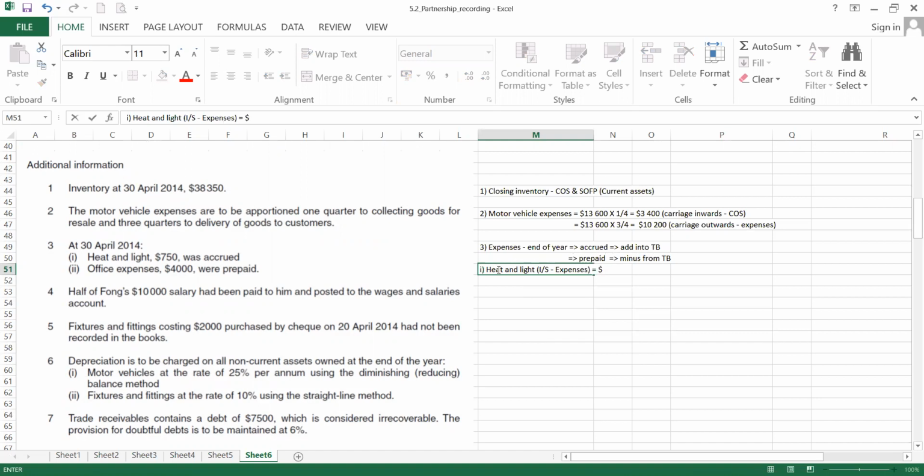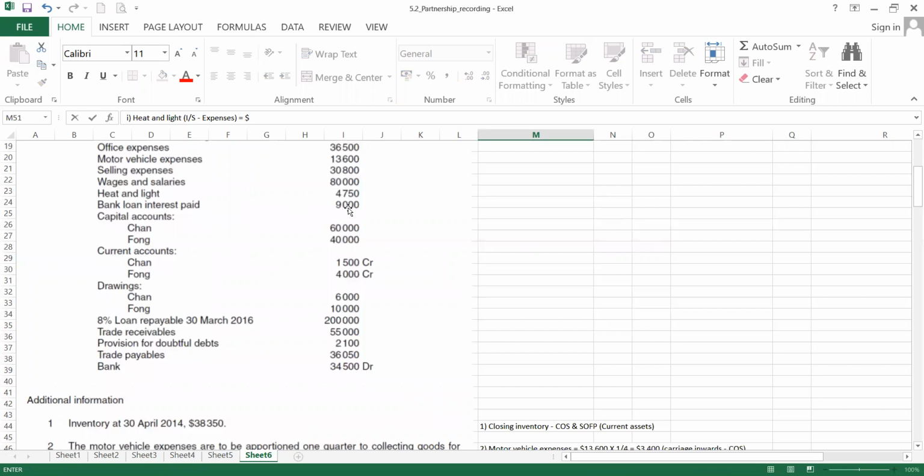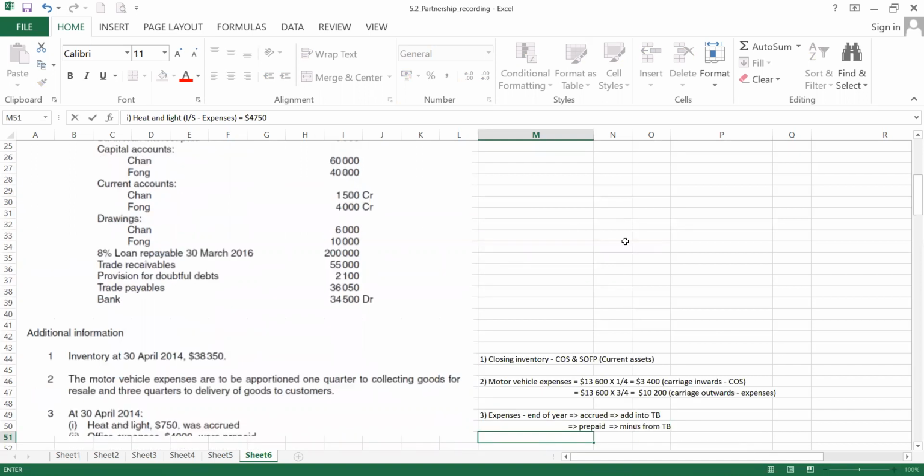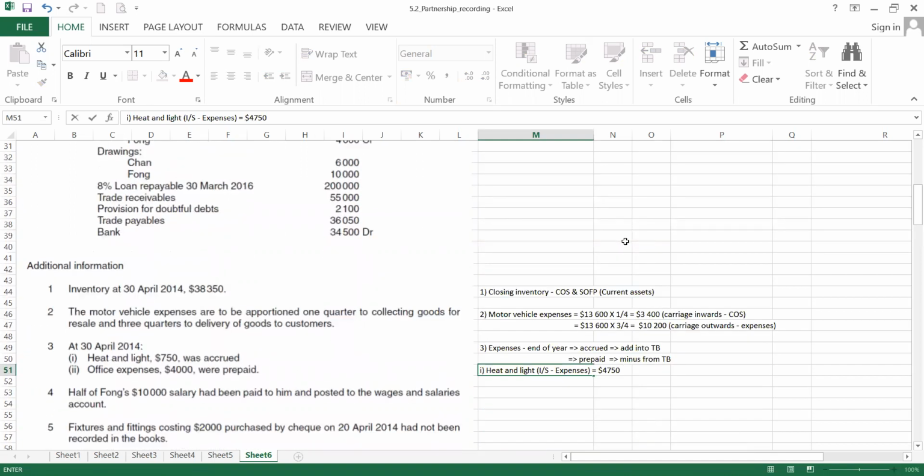So how much to be recognized under the income statement for the expenses? We take heat and light 4750. This one amount 4750 plus 750. So let's calculate 4750 plus 750. So the amount is total to be recognized in the expenses, total expenses. Okay. And the additional information that we are calculating.